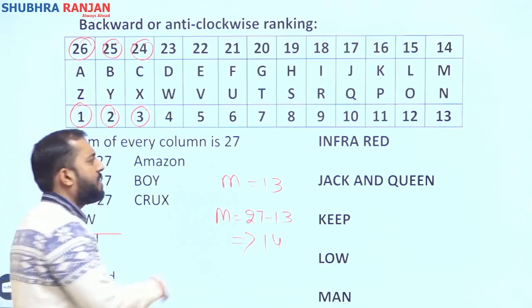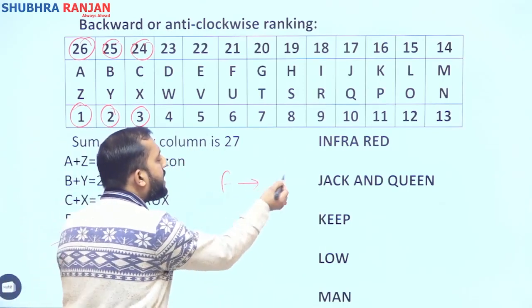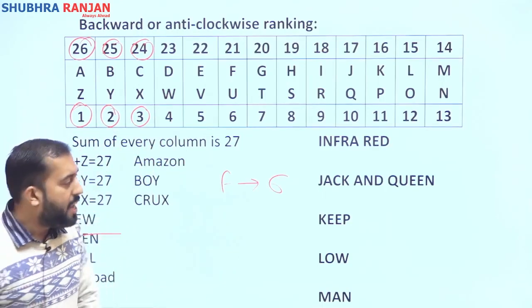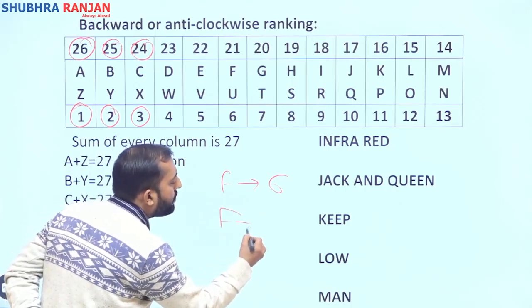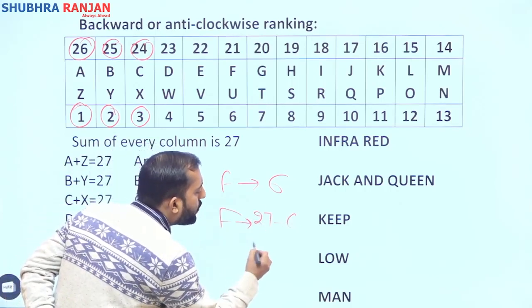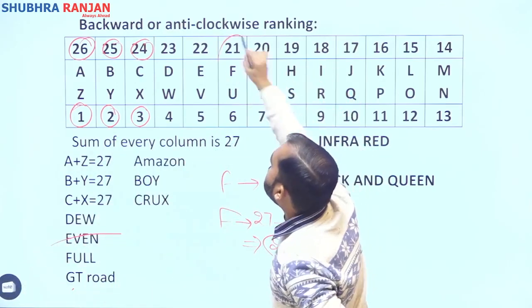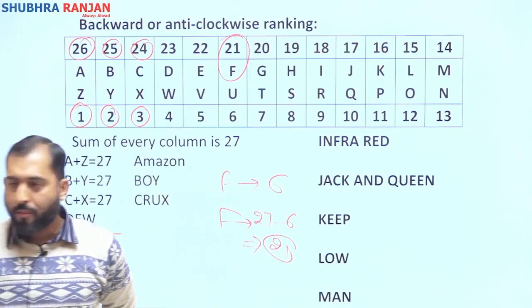Pick out any letter. Let's talk about F. The forward-wise position of F is 6. Now for the backward-wise position of F, subtract 6 from 27, which gives 21. You can cross-check. See, backward-wise F is 21. Is this clear to everyone?